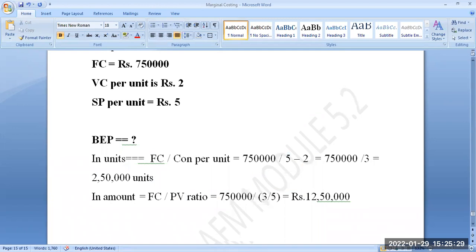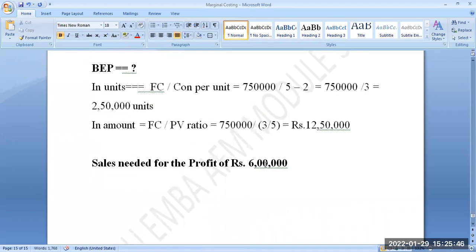The sales needed for a profit of rupees 6 lakhs. I want to earn a profit of 6 lakhs. If that is the case, how many rupees of sales do I have to make? How will you calculate this?